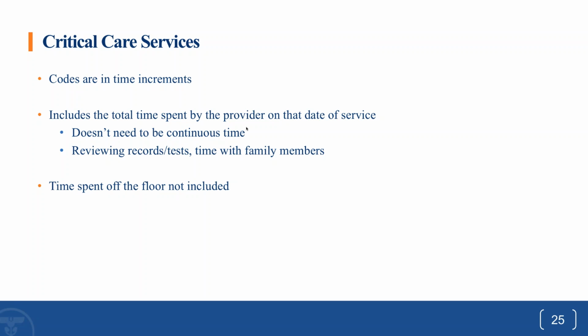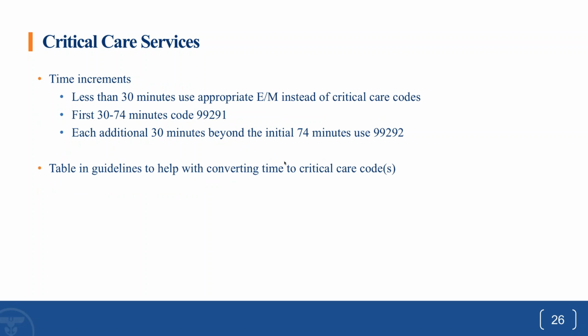And it also tells you here that it doesn't need to be continuous time. Okay. And part of it, reviewing records, tests, and time with family members. So if he's away, off the floor, you can't include that. I'm not going to lunch and trying to include it in critical care time. All right. Well, again, less than 30 minutes, you're not going to report it. First 30 to 74 minutes, you might as well just look at that chart on page 25, but it's 99291. And then each additional 30 minutes is 99292. And they're going to refer you to that table, which I just stated, on page 25. Okay, one.